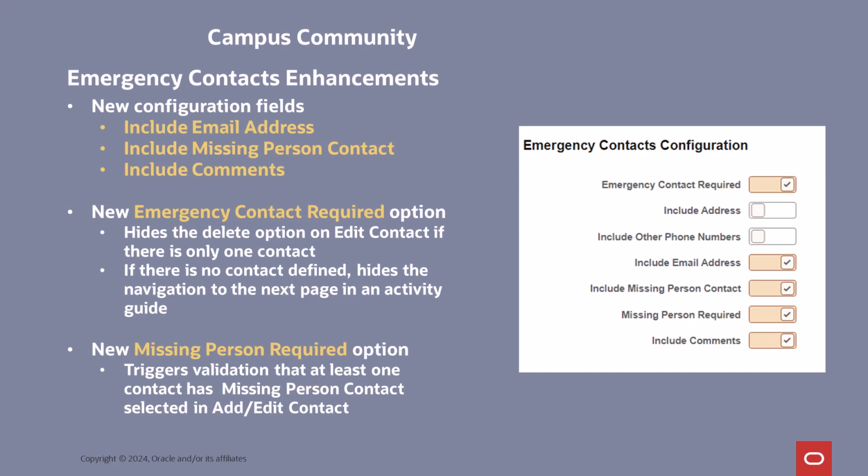If missing person required is selected and none of the contacts for the student have a missing person contact checkbox selected, then when a contact is saved, the student is prompted to select the checkbox for at least 1 of the contacts.